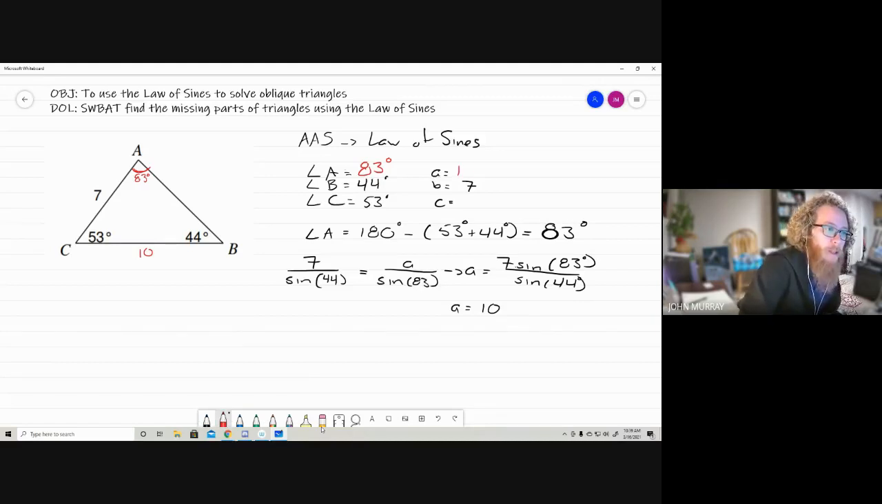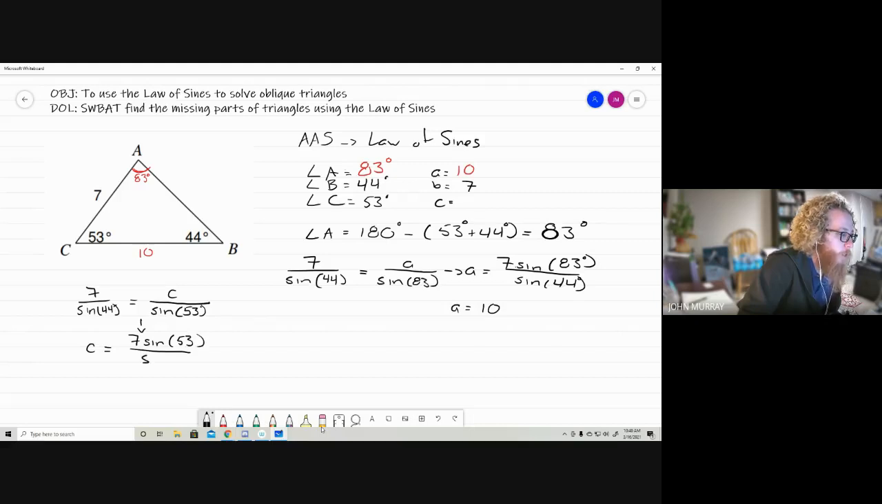Let me put in, I have A is 10. Now C, right, I'm going to do the same thing. I'm going to use B. So I have 7 over the sine of 44 again. Now that's going to equal C over the sine of angle C, which is 53 degrees. So again, we cross multiply, and I'm going to get C is equal to 7 now times the sine of 53 over, again, the sine of 44.